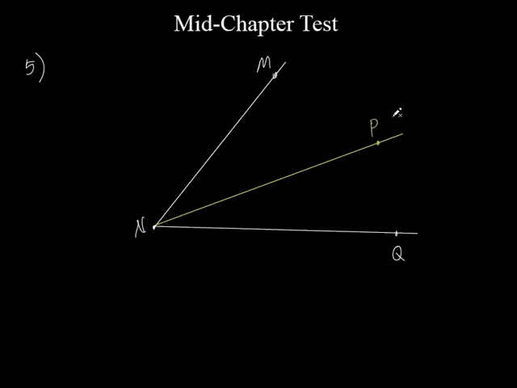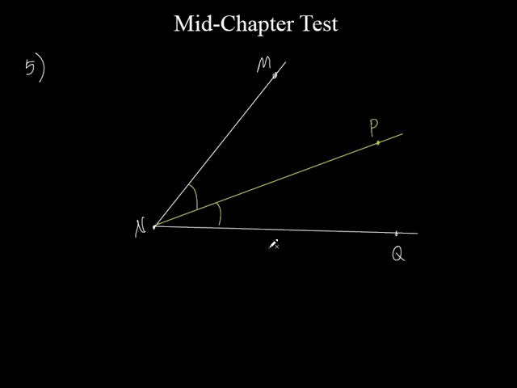So this is NP. So that's a ray, and it bisects the angle, which means what's true about this angle and this angle? They're exactly the same. Not length. We don't measure angles in length, but the same measure, we say. So this angle and this angle are equal to each other. All right, let's read on.